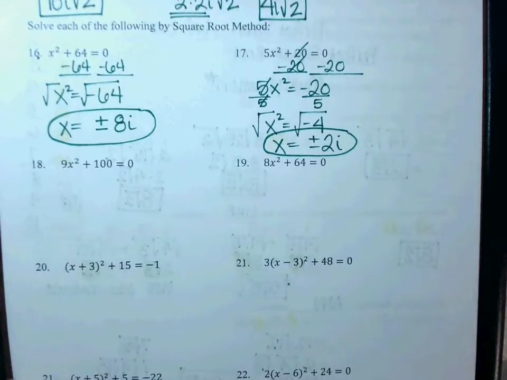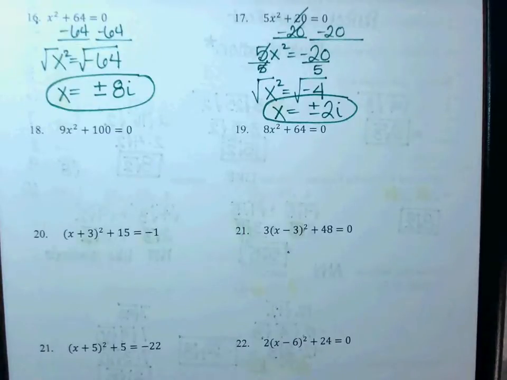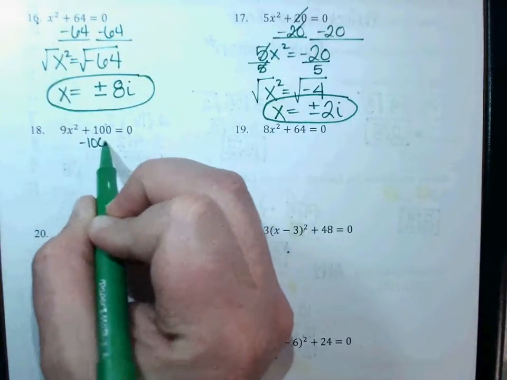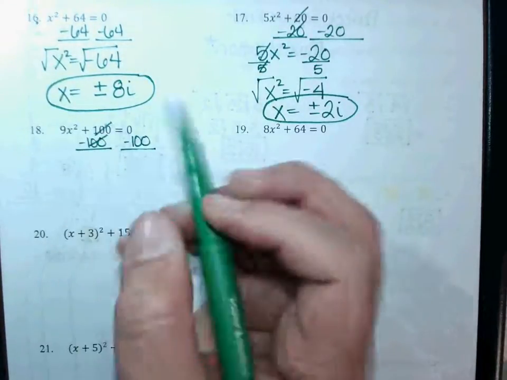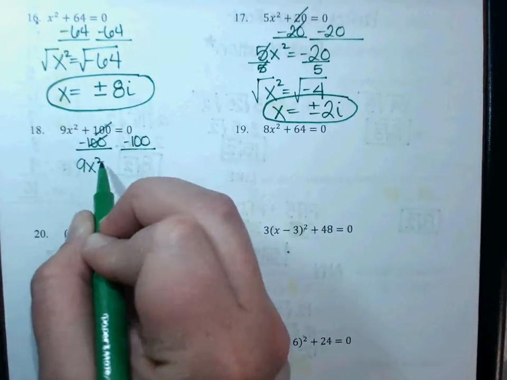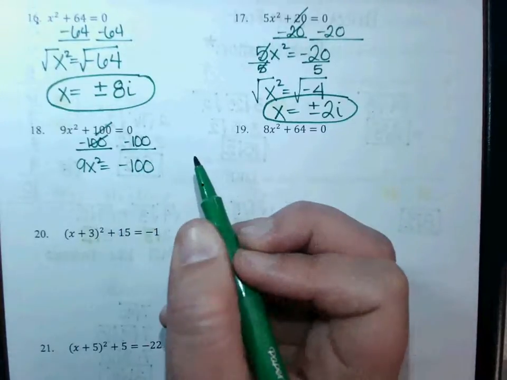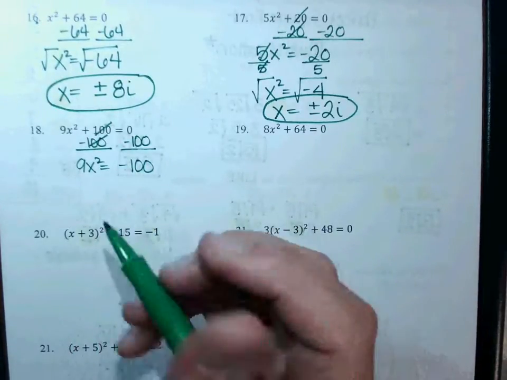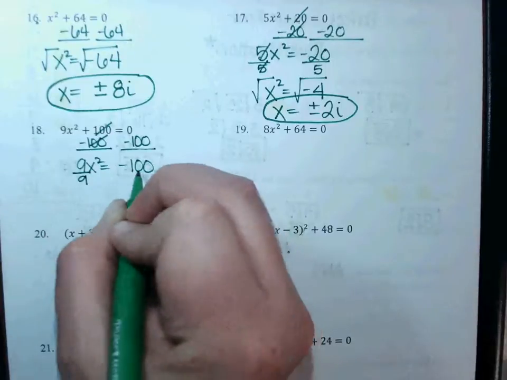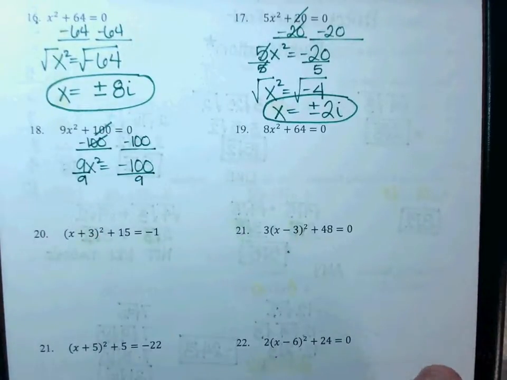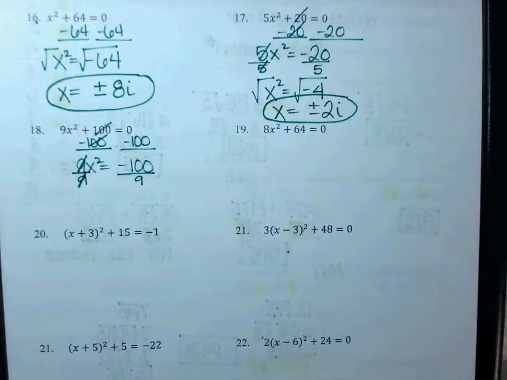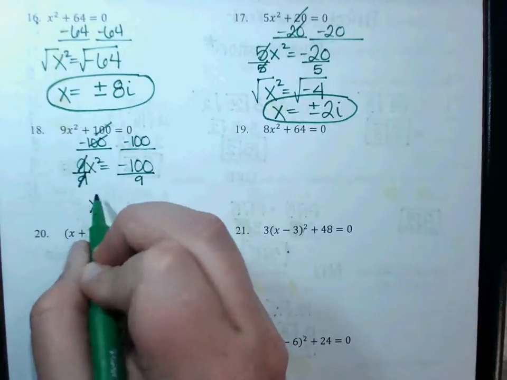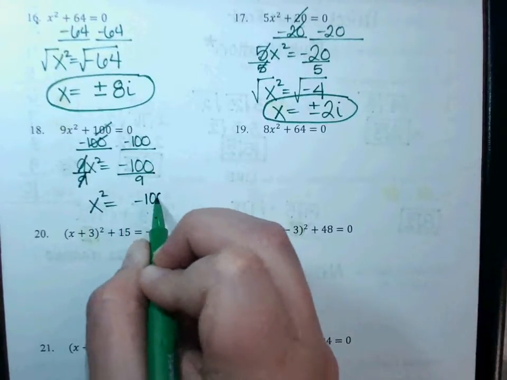Alright, look at number 18. What would I do first? Subtract the 100. Good. What is 0 minus 100? Okay, so 9x squared is negative 100. What would I do next? Divide by 9. But wait, 100 can't divide by 9. Is that okay? Yes. Because remember that fractions have a special property with square roots. So I'm not worried about the fact that they didn't divide. So x squared is negative 100 over 9.